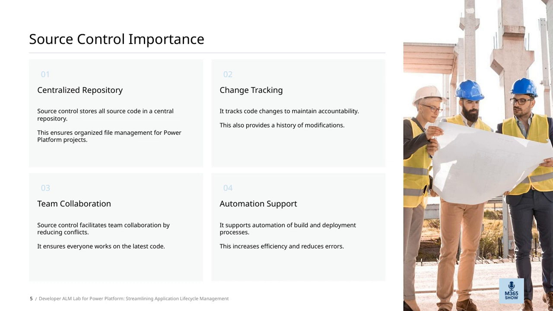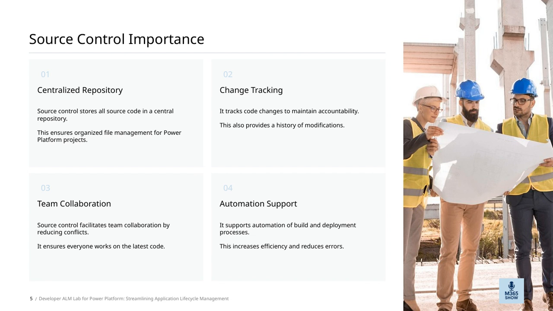Let's take a closer look at why source control is so important in our development process. First, it supports automation of build and deployment processes. This means we can streamline our workflows, making everything more efficient and helping us reduce errors along the way. When we automate, we save time and minimize the chances of introducing mistakes. Next, source control really boosts team collaboration. It allows multiple team members to work on the same project without constantly stepping on each other's toes.